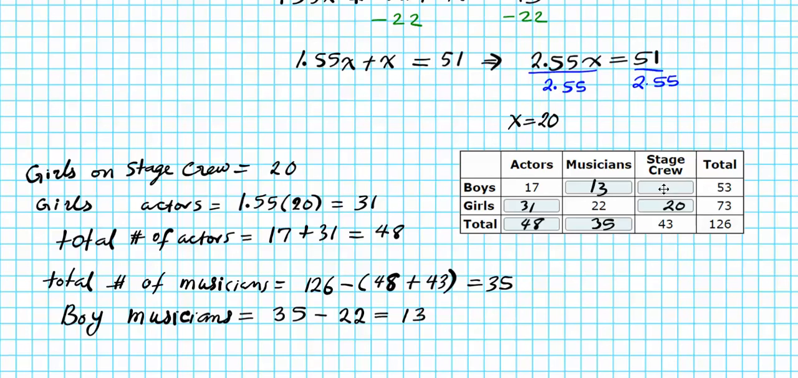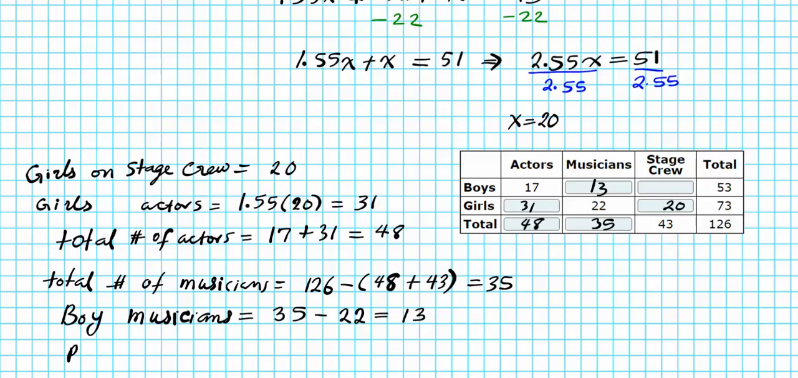And now we can figure out the last missing piece, which is the number of boys that are on the stage crew. Just by subtracting actors and musicians from the total boys, that will give us the total number of boys that are on stage crew.